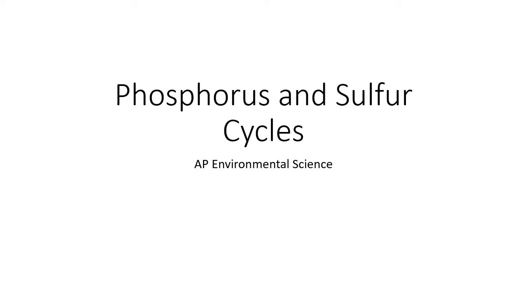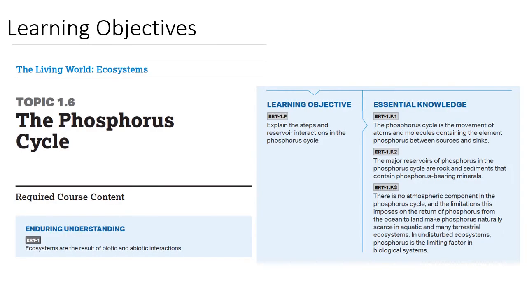All right, everyone, this PowerPoint is on the phosphorus and sulfur cycles. So this is topic 1.6. The learning objective: explain the steps and reservoir interactions of the phosphorus cycle. You will notice that there is not a learning objective for the sulfur cycle.